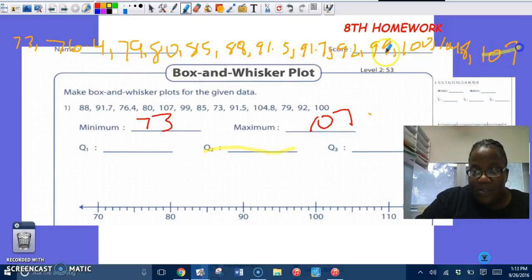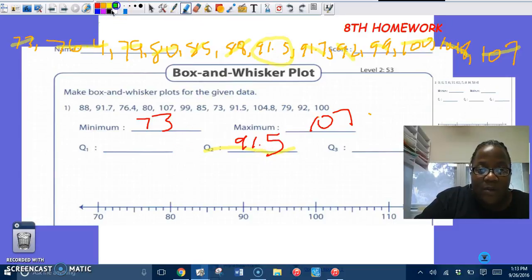Let's say our goodbyes. Goodbye, goodbye. Watch your decimals. Goodbye, goodbye, goodbye, goodbye. 91.5 is smack in the middle. Okay, so that means quartile 2 is 91.5.